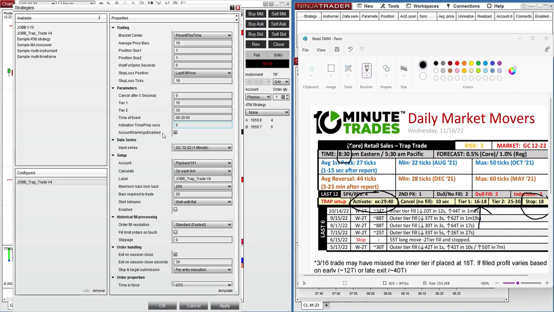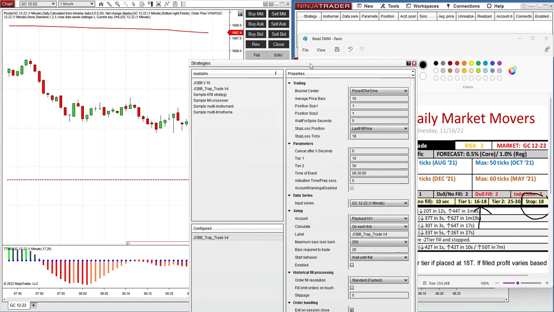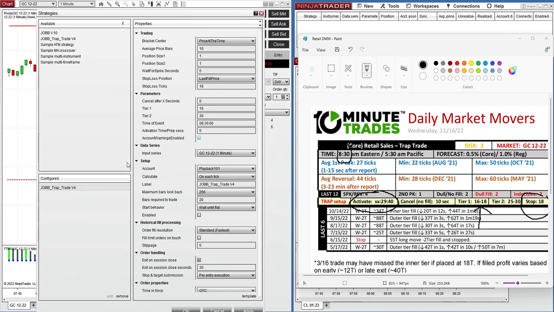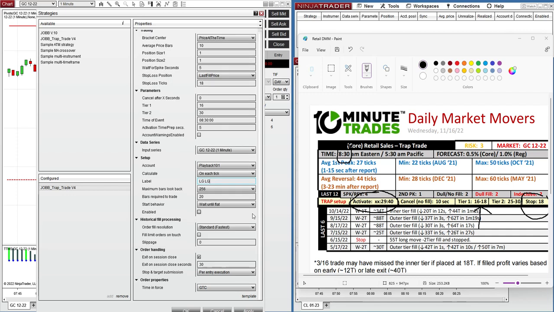And then I turn off my account warnings. Check your input series to make sure it matches the chart that you're trading on. If you're trading gold, the input series should be the same. You can label the setup whatever you want, okay? Make sure your account is live, playback, sim, whichever it is, and then hit apply and okay.